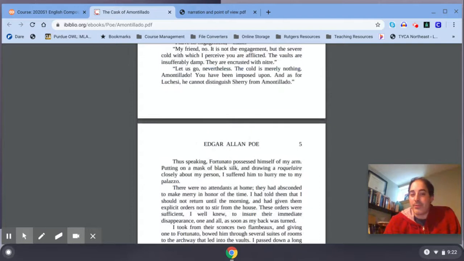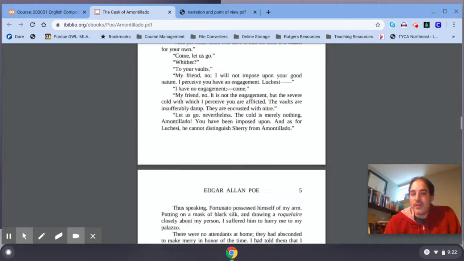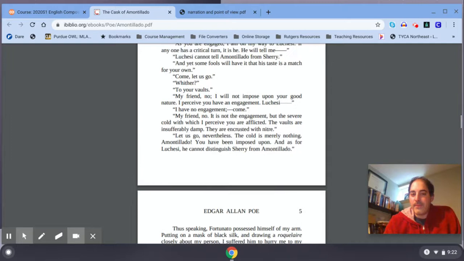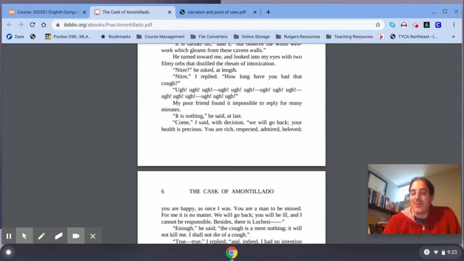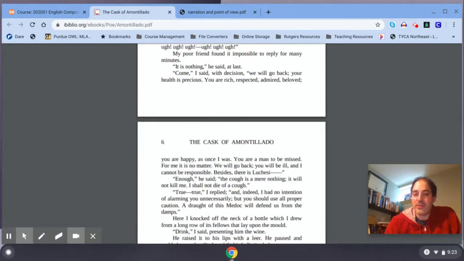Uses things like reverse psychology, right? The whole time he's leading him down to the catacombs, Montresor keeps telling Fortunato, "You should go back, you should go back." Keeps telling Fortunato exactly the opposite of what he wants him to do. And of course it works like a charm, right?